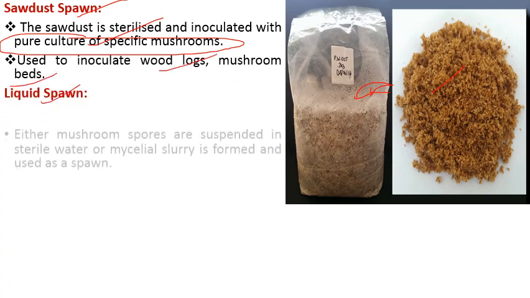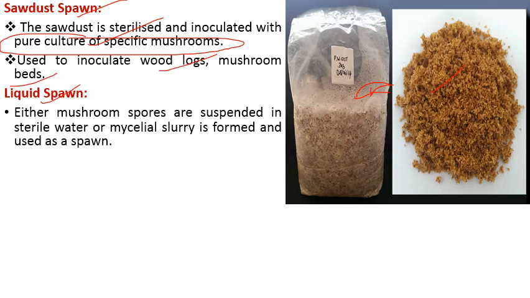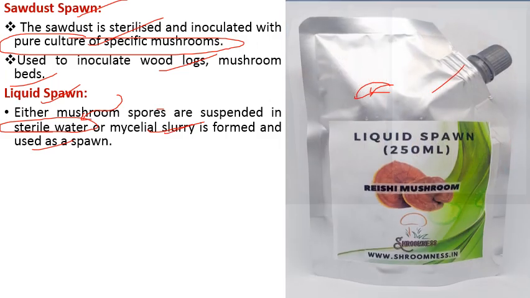Next comes liquid spawn. Here the mushroom spores are either suspended in sterile water, or a mycelium slurry is formed, and it is used as spawn. So we put the spores in sterilized water and make a slurry, and use it like spawn.